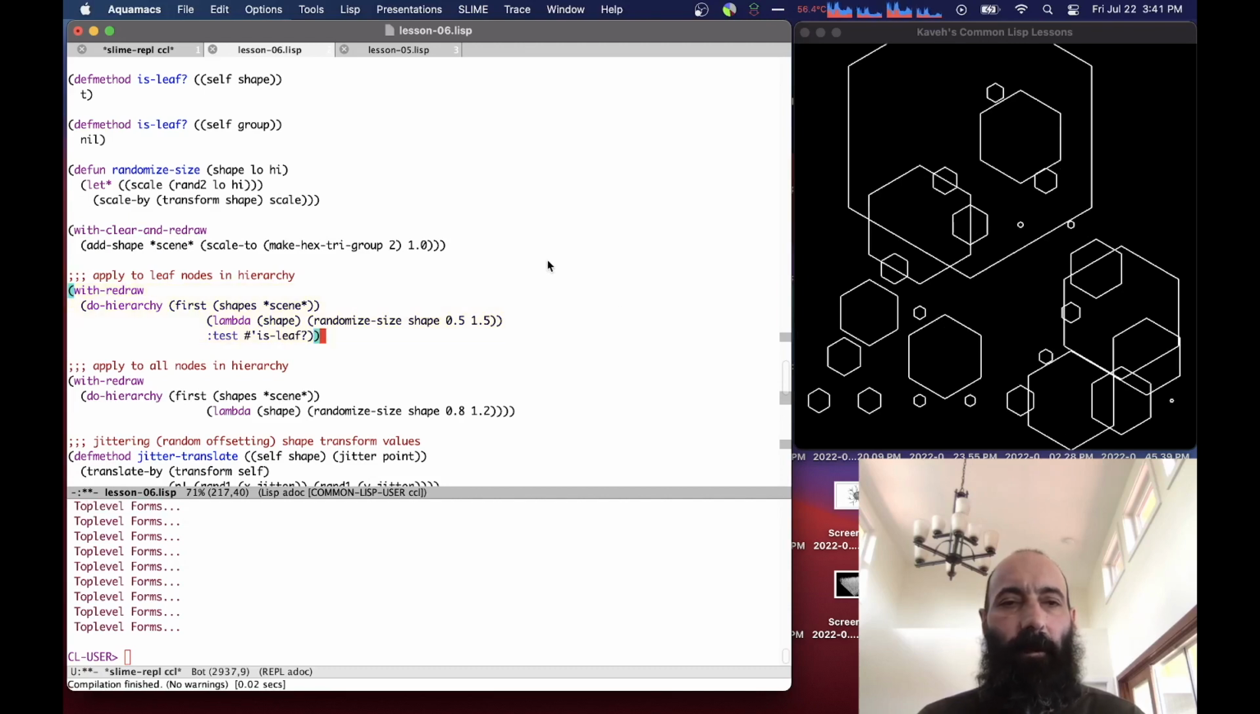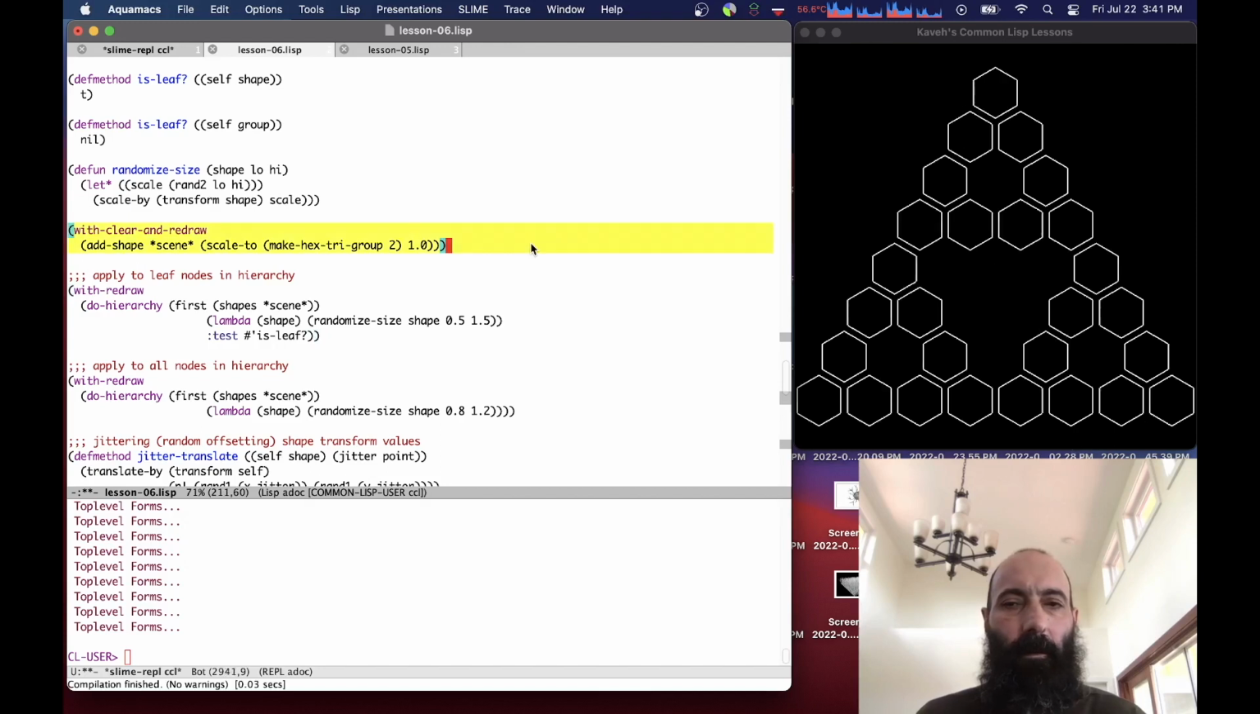Now, if I go back to my original shape, if this time I omit the test, I'm not putting the test in for do hierarchy, this test here. So it'll apply it to every shape and every group as it goes along. So all the intermediate groups are also going to be scaled, and we'll see what that does.